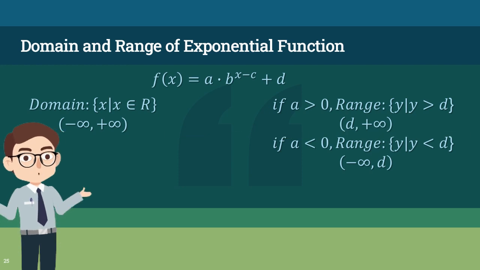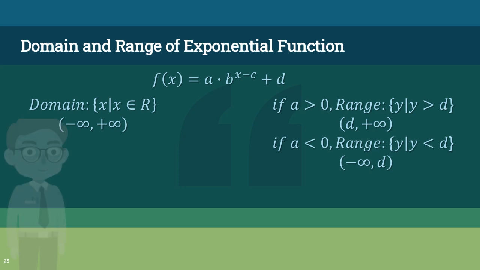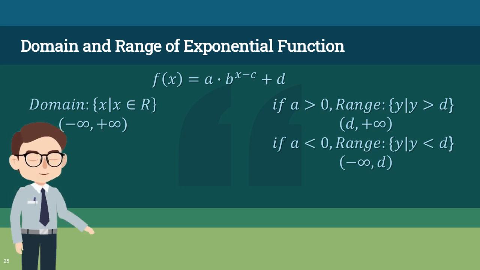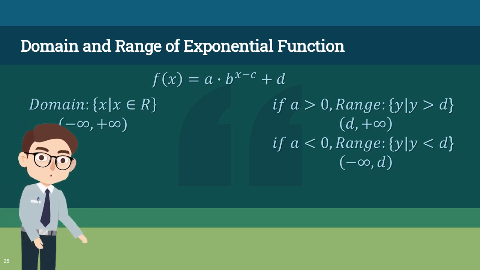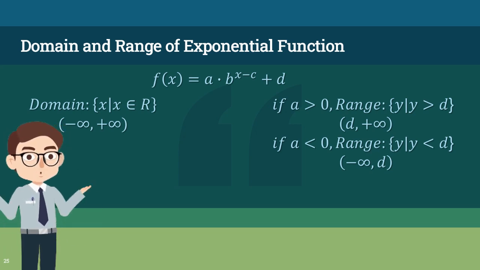Domain and range of exponential function. If we have f of x is equal to a multiplied by b raised to x minus c, plus d, our domain is the set of all x such that x is an element of real numbers. In interval notation, that is negative infinity up to positive infinity. If a is greater than 0, our range is the set of all y such that y is greater than d, wherein in interval notation, that is d up to positive infinity, where d is not part of the solution.